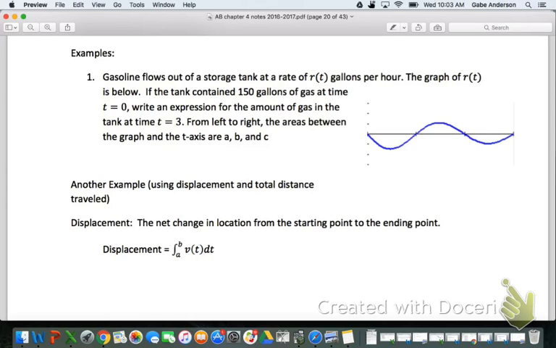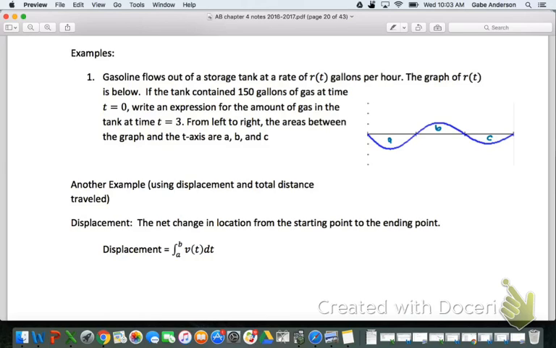If the tank contained 150 gallons of gas at time 0, write an expression for the amount of gas in the tank at time t equals 3. Can you see the little tick marks on the graph? 1, 2, 3. So 3 is at the far right end. From left to right, the areas between the graph and the t-axis are A, B, and C. So I'm going to go ahead and label those for you. You can label them on your page too. So there's A, there's B, there's C. Those are just areas between the t-axis and the graph.